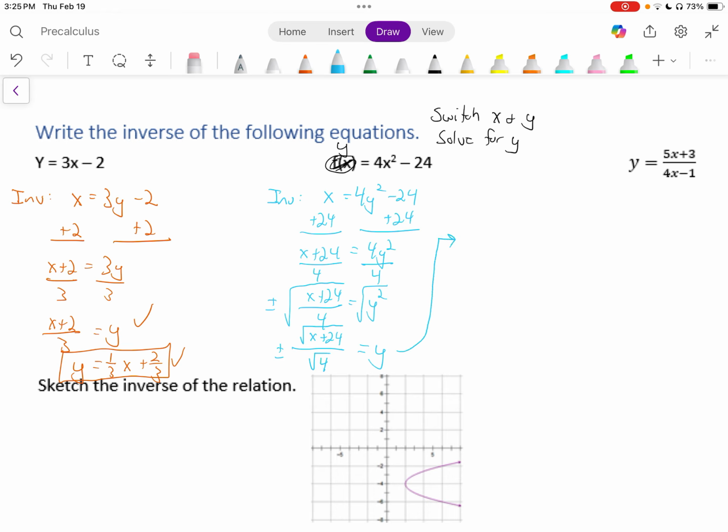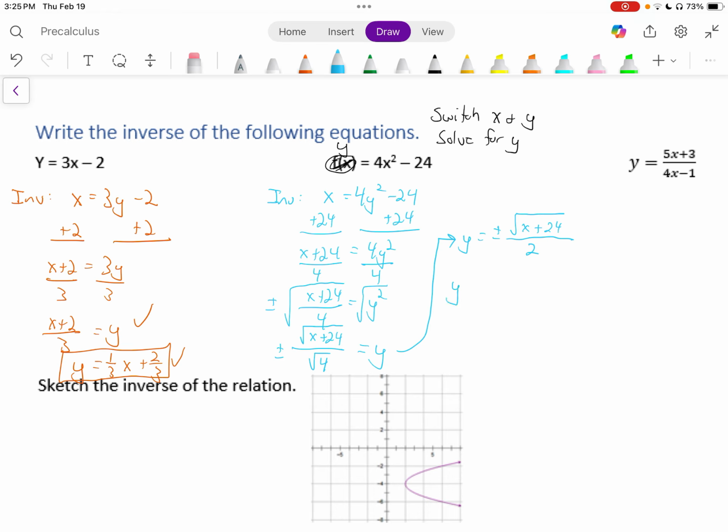Normally I would do this in one step, but I just want to show the work. Let's write y first and simplify this a little bit. So this is plus or minus. We can't simplify the numerator. It's just square root of x plus 24, but the square root of 4 is 2. And so there is the inverse of that. And this is a good answer.